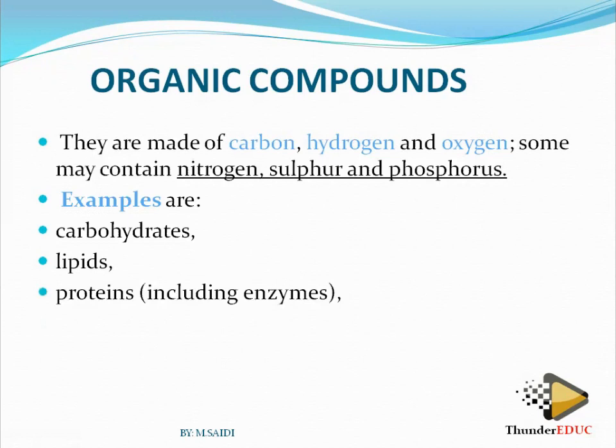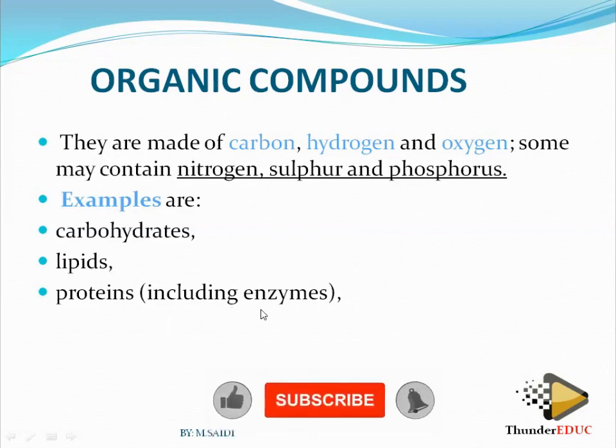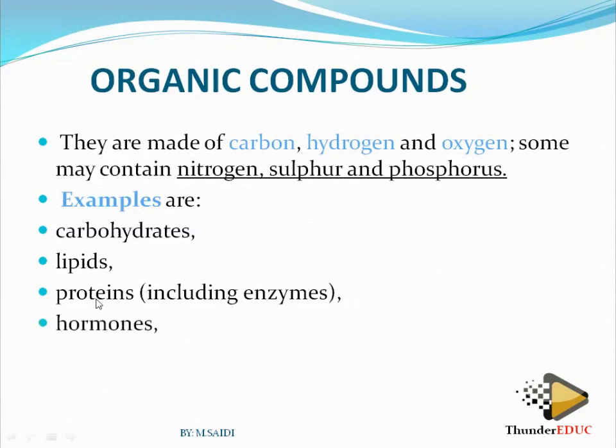Then we have proteins. Proteins can also be modified into enzymes. Proteins are basically for structures, just to make up the body structure, but can also be used for different functions like enzymes, like hormones. They are also proteins in nature. Then we have hormones. Yes, it's also an example of protein, but we will see them separately.